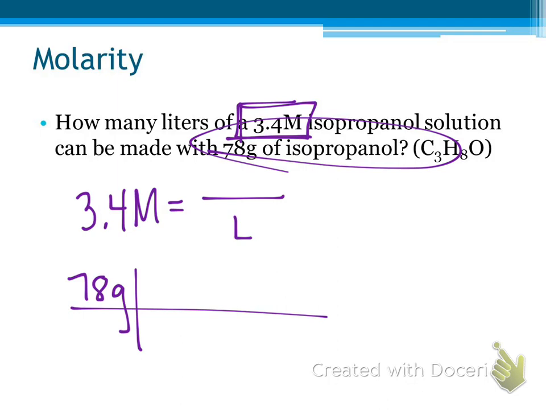C3H8O, so 60 grams maybe? Is that what you had for molar mass? Yeah. 60, okay, that's fine. Okay. 1 mole. That gave me 1.3 moles.